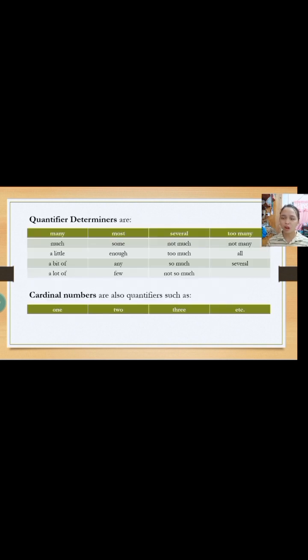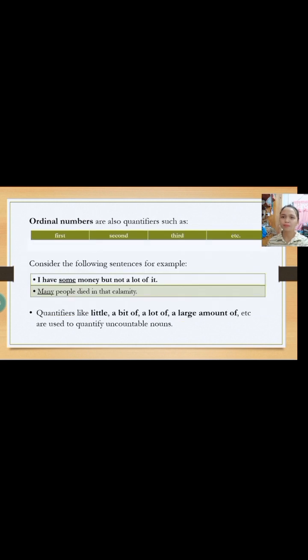Quantifier determiners are many, much, a little, a bit of, a lot of, most, some, enough, any, few, several, not much, too much, so much, not so much, too many, not many, all, and several. Cardinal numbers are also considered as quantifier determiners, such as 1, 2, 3, and etc. While ordinal numbers are also quantifiers, such as first, second, third, and etc.